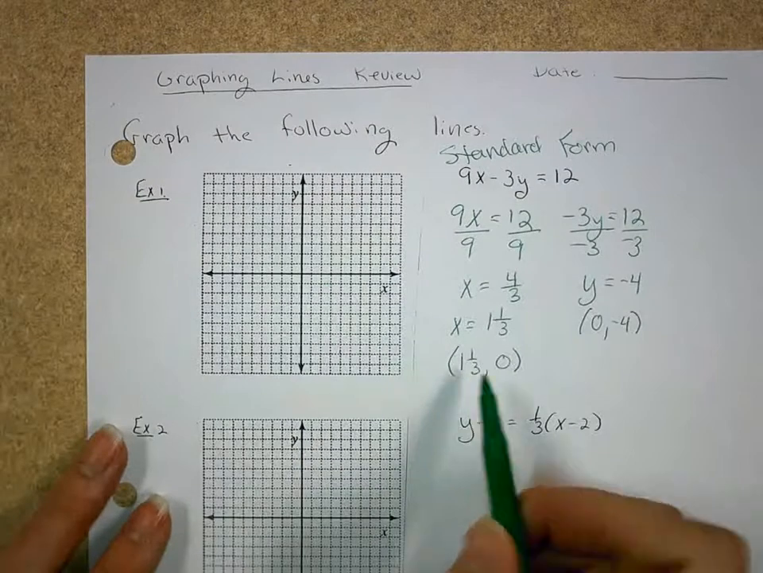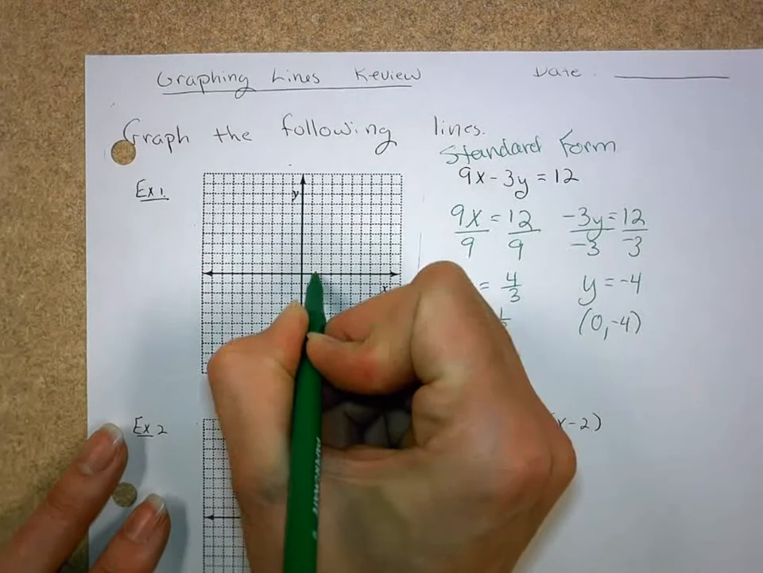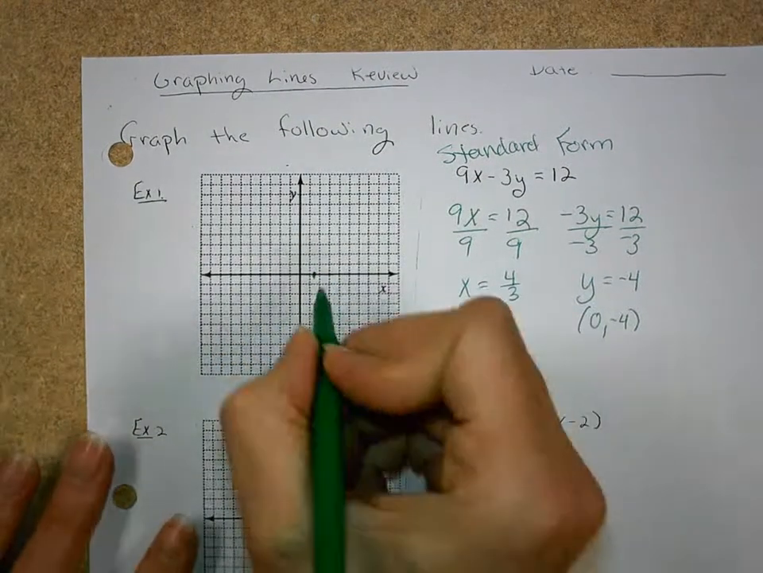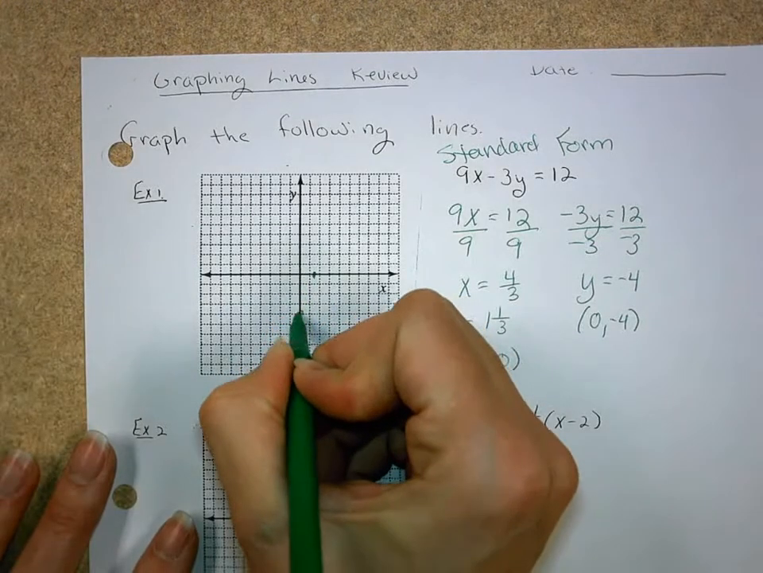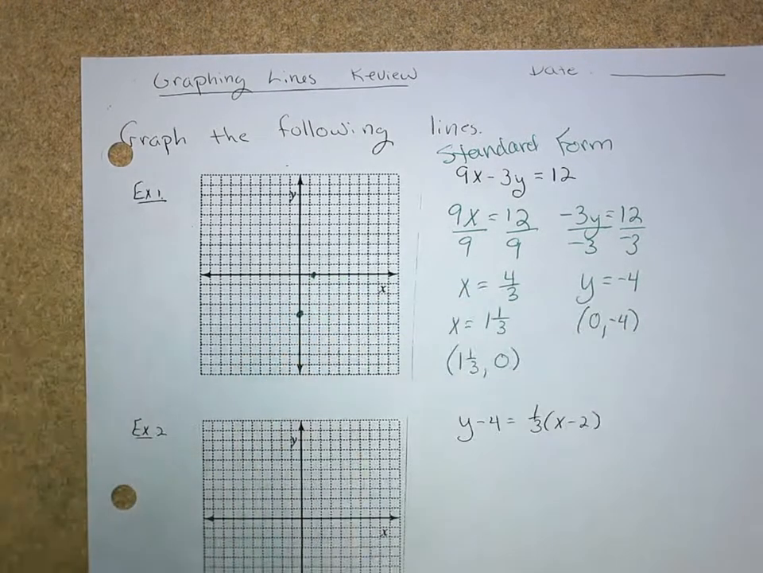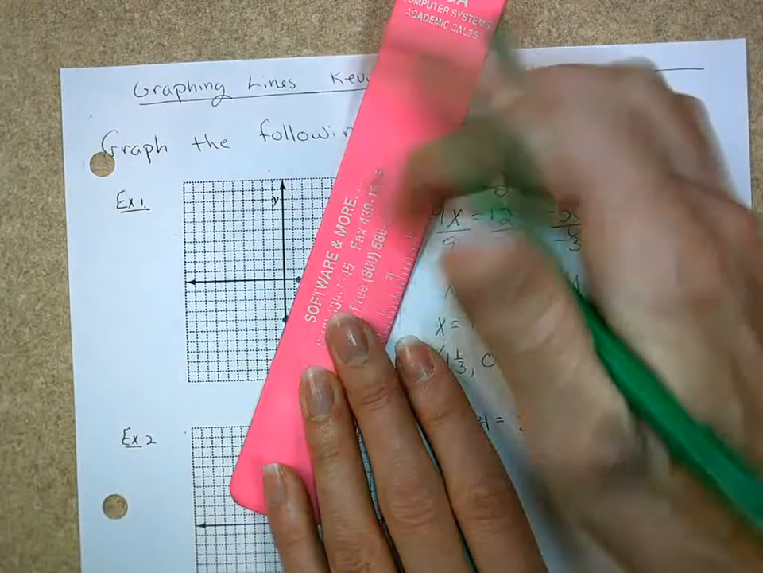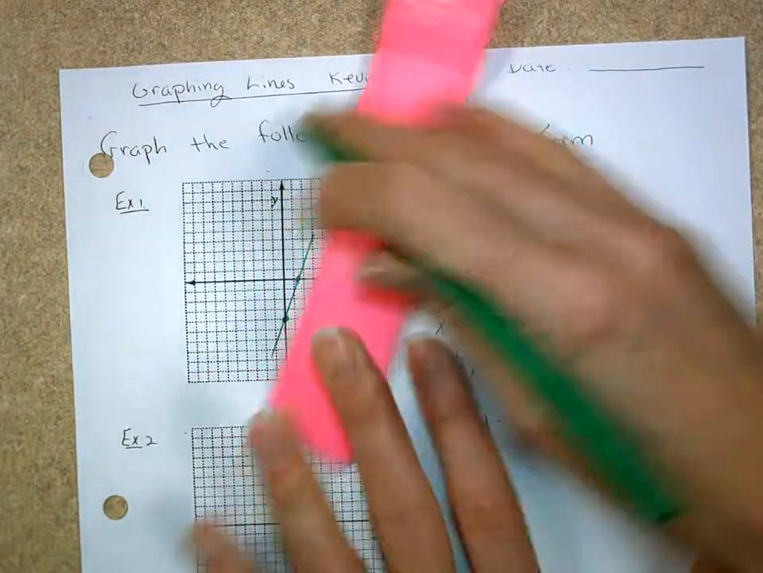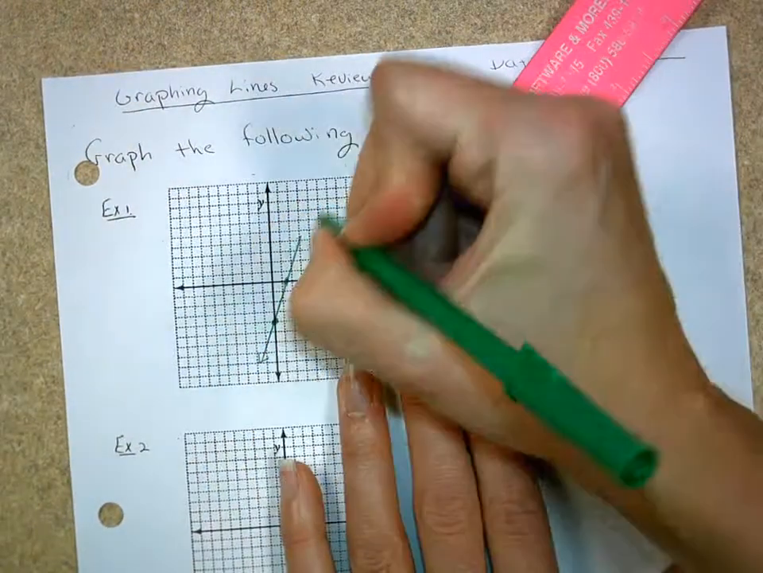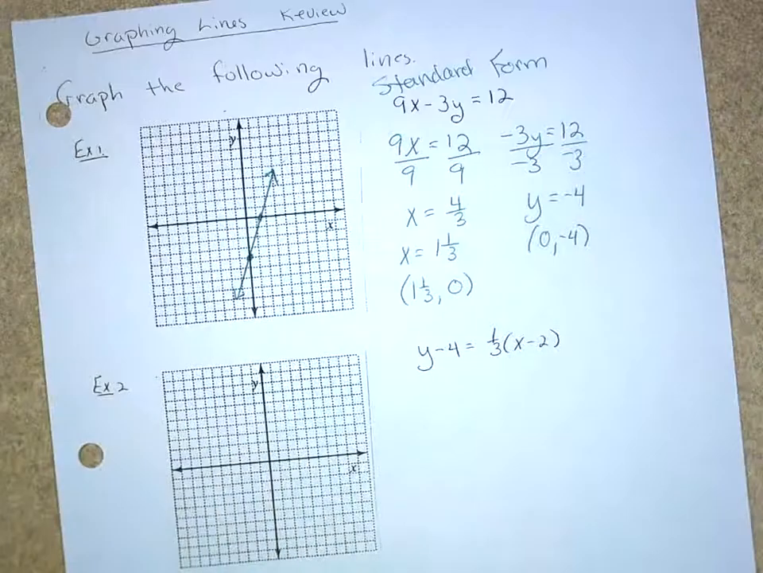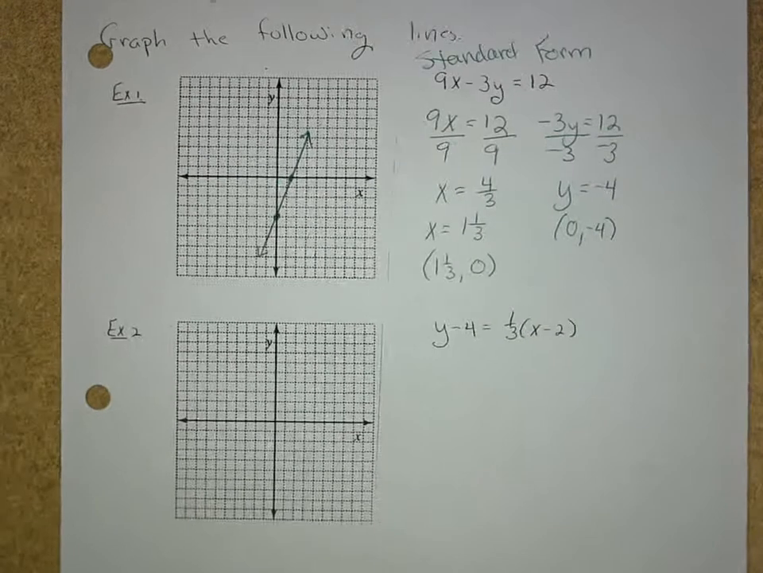I have 1 and 1/3, 0. So you know what? That's good enough. Close enough to make it work. Then one is 0, negative 4. So 1, 2, 3, 4. There's your 2 points. We just have to put them together. Put arrows on the end. You've got a graphed line. That's all it is. So let's look at the next one.